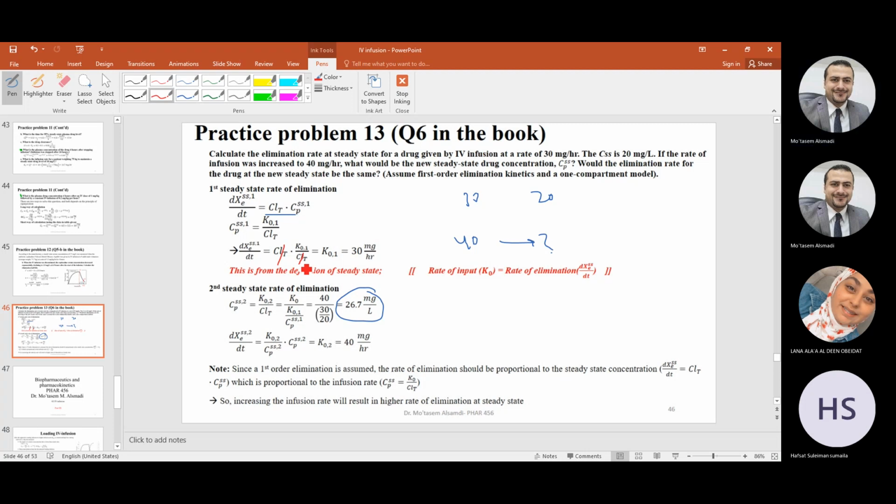Amount per time, right? Now when we increased the input rate to 40, what was the first consequence? What happened to the steady state? It increased, which means the elimination rate, according to the equation, will also increase, because the elimination rate is proportional to what? To the steady state concentration. So if I increase the input rate from 30 to 40, the steady state was increased from 20 to 26.7, and the elimination rate will also be increased to come to 40, because the input rate will be equal to the elimination rate at the new steady state. Right? Any questions?